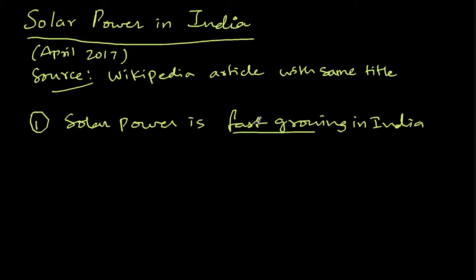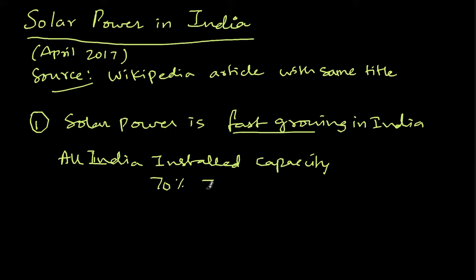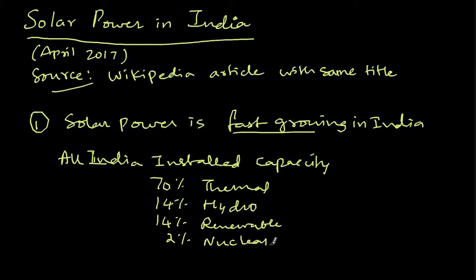Before we go into that, what is the All India installed capacity percentage wise? Installed capacity as per the source: 70% is thermal, 14% is hydro, 14% is again renewable, and finally 2% is nuclear. Even hydro can be counted as renewable, so if you count these two, then 28% is renewable energy in the installed capacity of power.